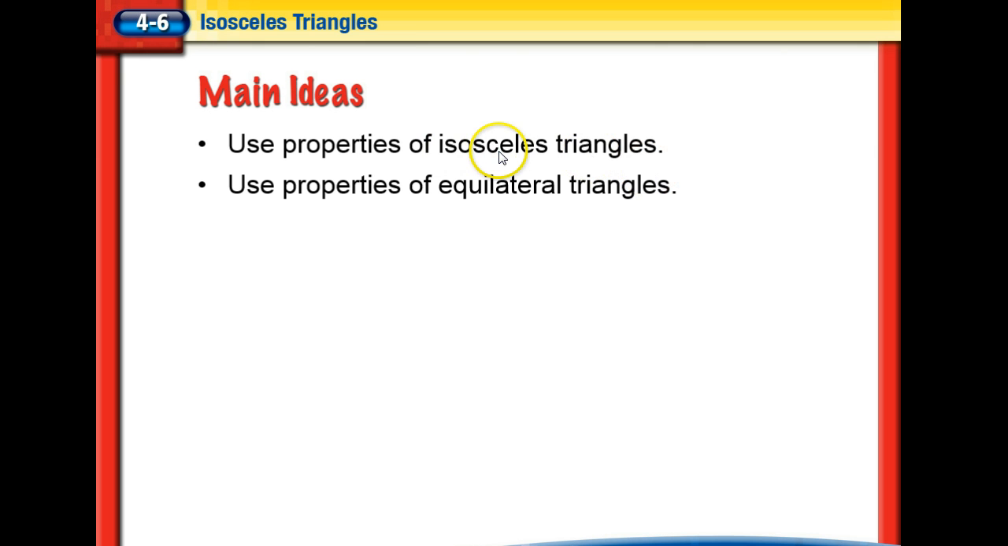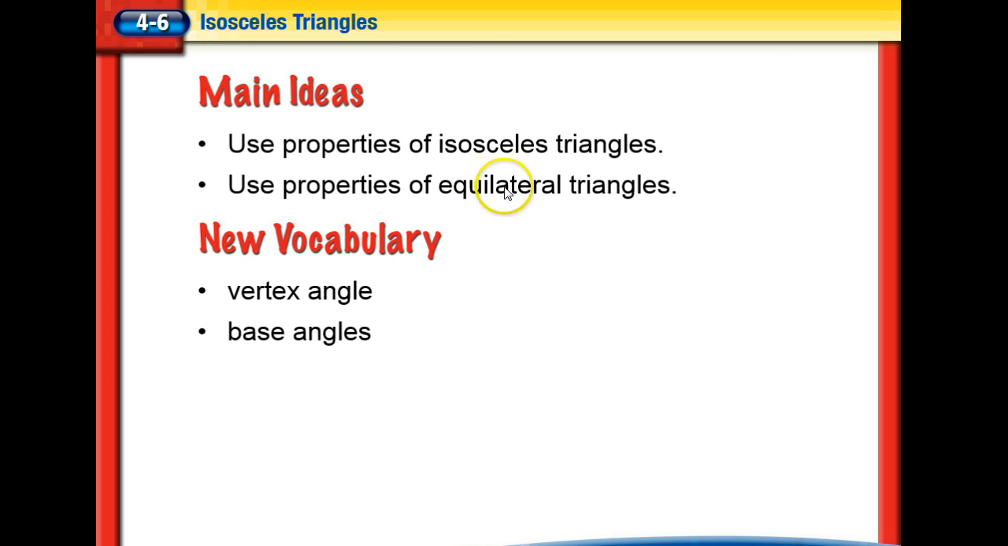Now remember, an isosceles triangle is one where at least two sides are congruent. Equilateral triangles have three sides congruent. So that's why they often are paired together, because isosceles just means at least two. So sometimes an equilateral triangle can be described as isosceles. Our new vocabulary to think about, and we've talked about it a little bit during this week, was vertex angle and base angles.